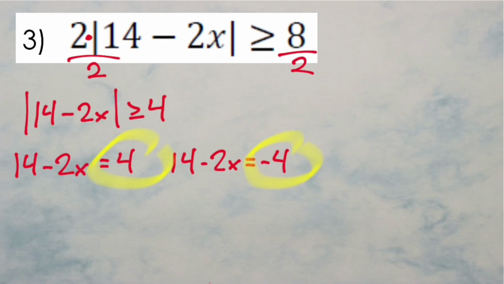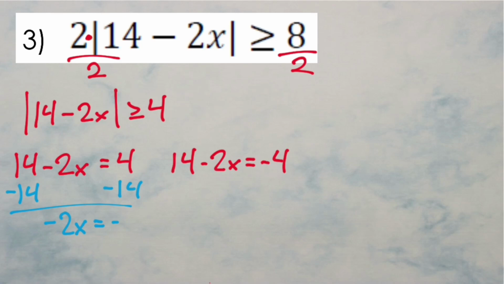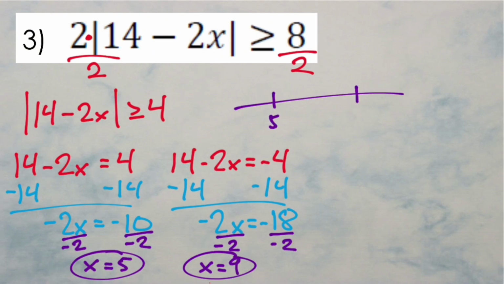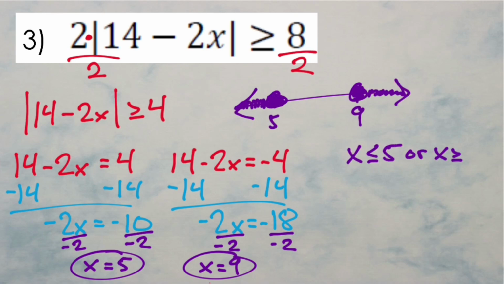And I could talk about why, but you're not interested in that. Let's just get to how to do it. You could subtract 14 from both sides. Bring down that negative 2x. Keep in mind that negative sign has to stay with the 2x. Divide both sides by negative 2, and you get 5 and 9.